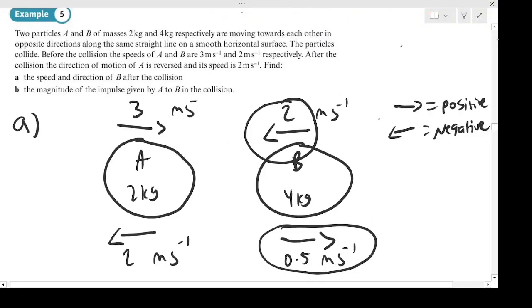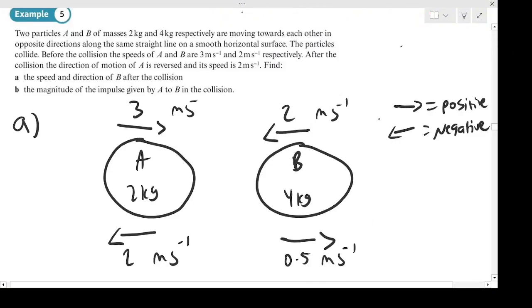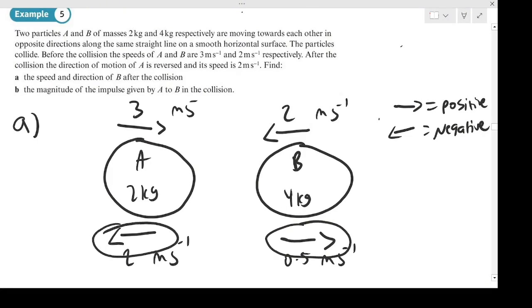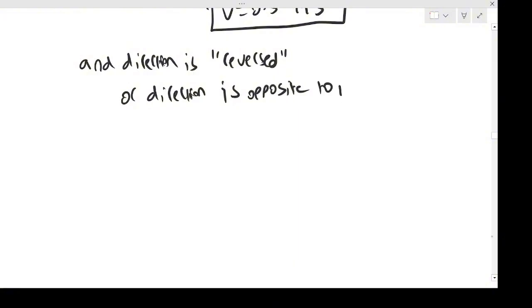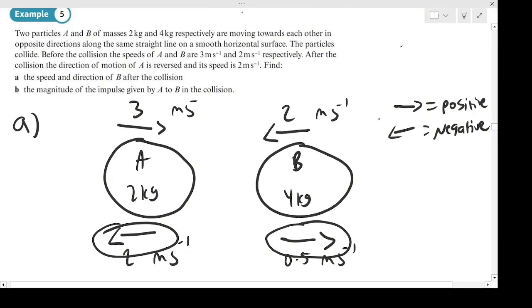Or instead of comparing it to what it was before, you could compare it to the other particle. So if B is going forwards but A is going backwards, we could also say B is moving in the opposite direction to A, or the direction is opposite to A. Either of those should be fine. So you need to use comparative language. You need to compare it to something else, either the direction before or the direction of the other particle.